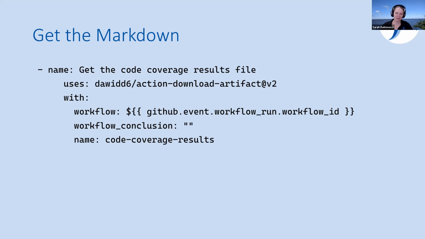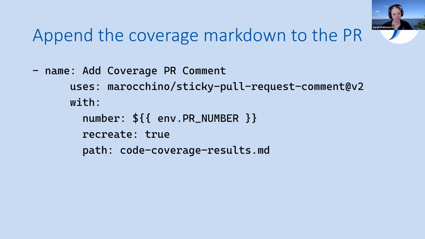Next, you want to take it and get the markdown. So we're downloading the markdown using the same dawidd6 action download artifact action. And finally, we want to append that markdown to the PR. So this is what it looks like for the last step, which is marocchino's sticky pull request comment. And we take the number, and yes, we want to recreate it. So what happens is when this runs again, we're going to take out the comment to recreate it. It's a sticky comment. And then what file or which markdown file do we want to use to append to the PR? This is the markdown file.